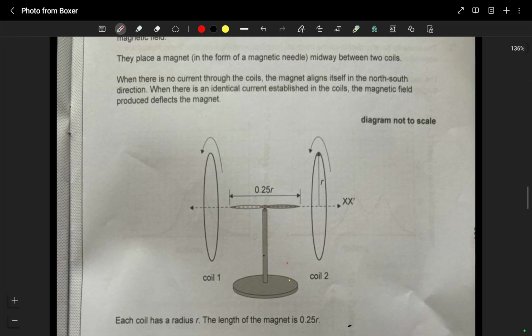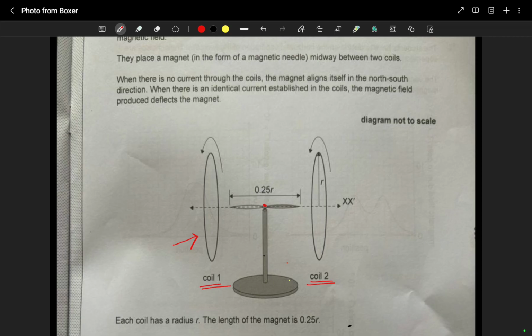The setup looks like this. We have two coils, coil 1 and coil 2. Of course, these are current-carrying coils. A current-carrying coil induces a magnetic field, right? And then you are using another magnet in the form of a magnetic needle in between them. So if a current passes through these coils, what will happen? The coil will induce a magnetic field.